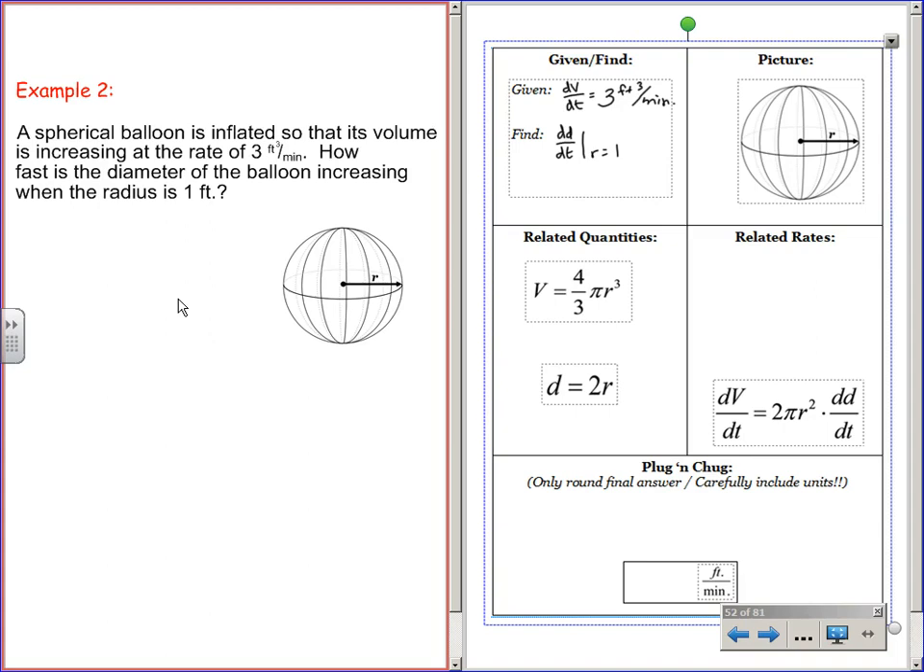A spherical balloon is inflated so that its volume is increasing. They didn't have to say at the rate. Increasing means moving, changing. At the rate of 3 feet cubed per minute. How fast is the diameter of the balloon increasing when the radius is 1 foot?